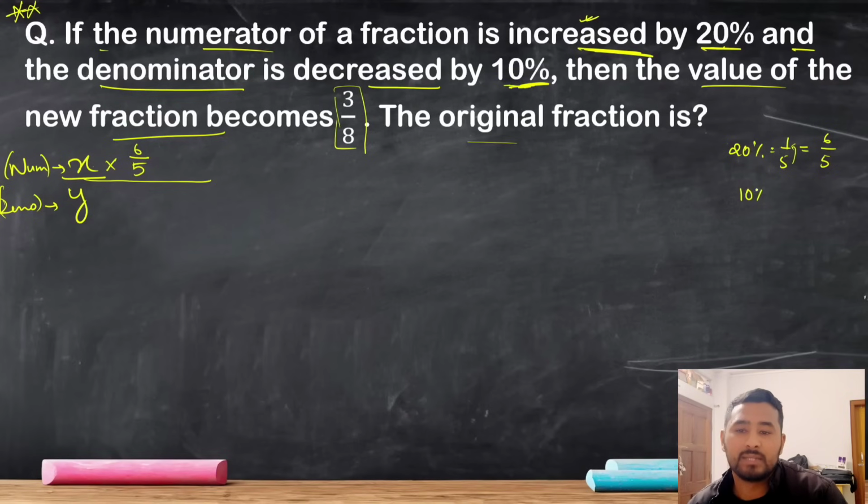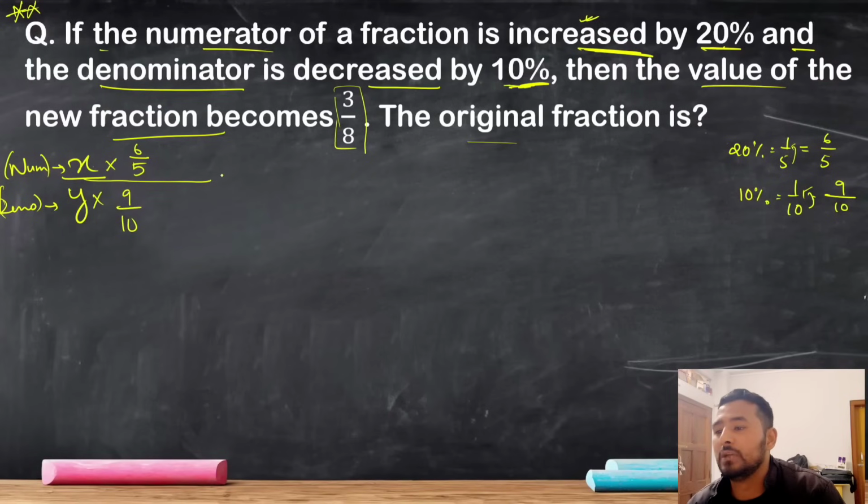Now we know the 10% is what? Fractional value is 1 by 10. Now decrease. We're talking about decrease. Denominator will be 10 only. Numerator will be 10 minus 1, it will be 9. So it will be 9 by 10. I hope this is clear. This should equal to how much?